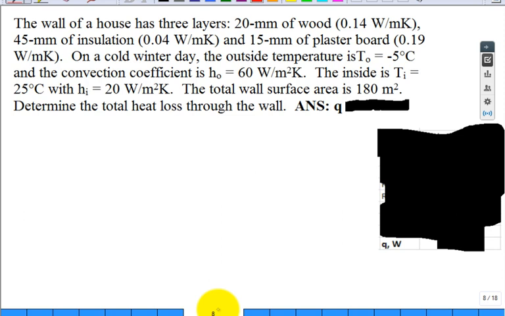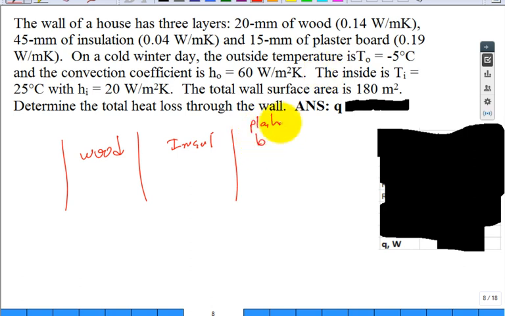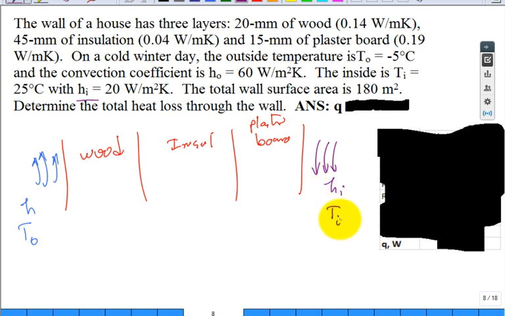Okay, we have a house, we have 3 layers: a wood layer, then an insulation, and then plaster board. And then it's outside. Oh boy, it's cold and windy, and so they give us an H and the T outside, and inside it's hopefully comfortable for us, and there's a convection coefficient H on the inside, and a temperature on the inside.